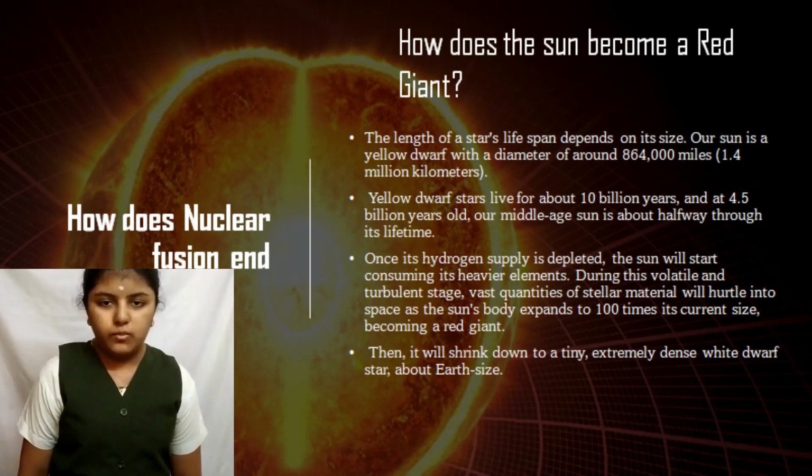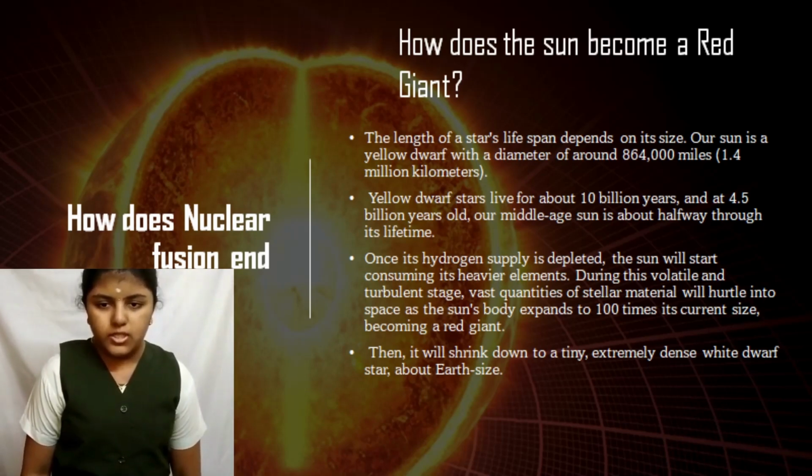For this, first we need to know how the sun becomes a red giant. The length of a star's lifespan depends on its size. Our sun is a yellow dwarf with a diameter of around 864,000 miles, that is 1.4 million kilometers. Yellow dwarf stars live for about 10 billion years, and at 4.5 billion years old, our middle-aged sun is about halfway through its lifetime.